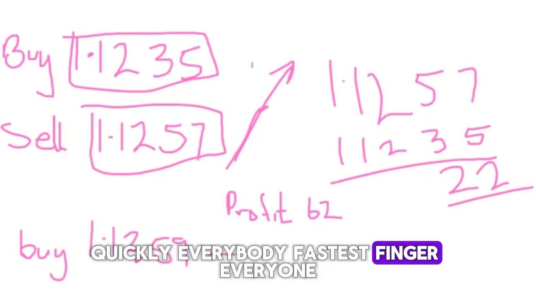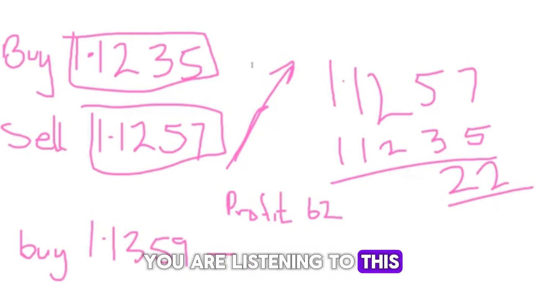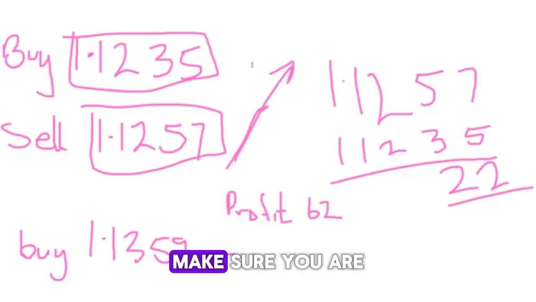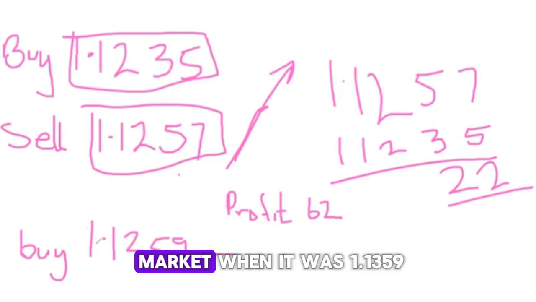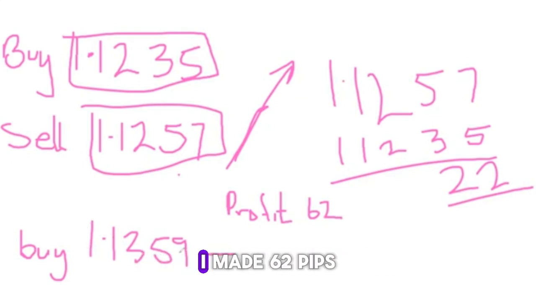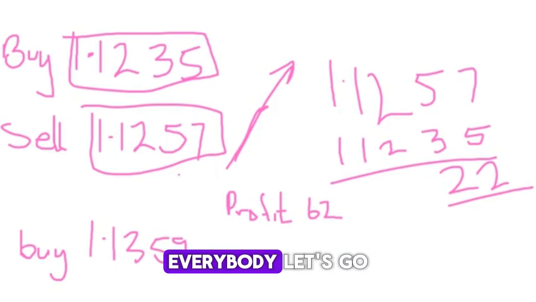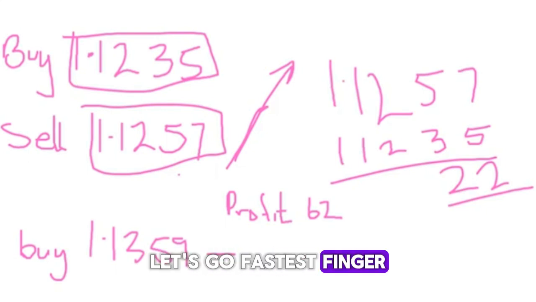Quickly, everybody, fastest finger. It doesn't matter when you are listening to this, put your hands on paper. Make sure you are doing this right now. Once you do it, you get it. What is my selling price? If the price is going up, and I bought the market when it was 1.1359 and made 62 pips profit, that means I sold at what price? What did the price get to before I sold? Everybody, let's go.